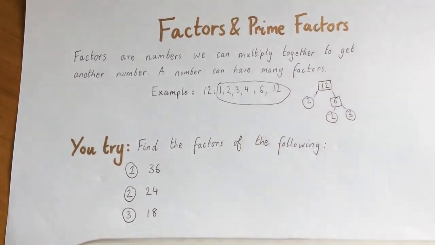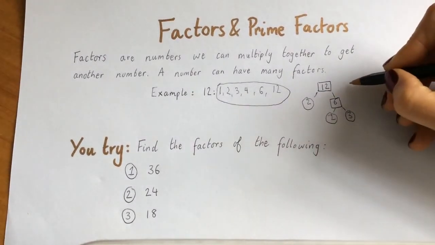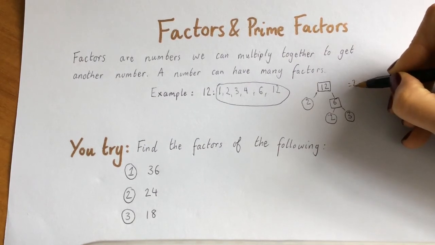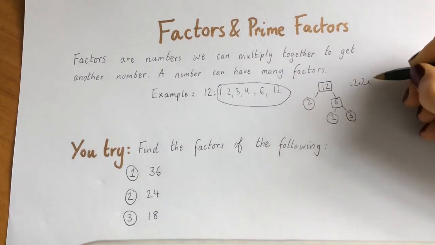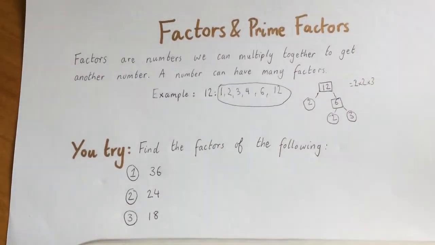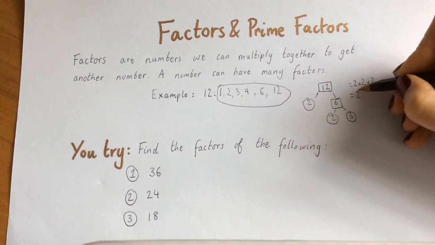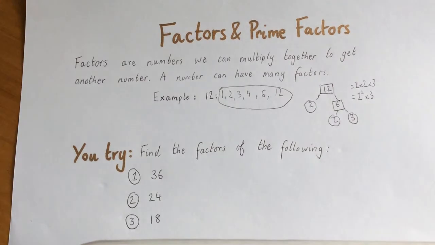So the prime factors of 12 can be written like this: 2 times 2 times 3. Now another way of writing it, to simplify it, is 2 to the power of 2 times 3. And that is the prime factors of a number, or 12.